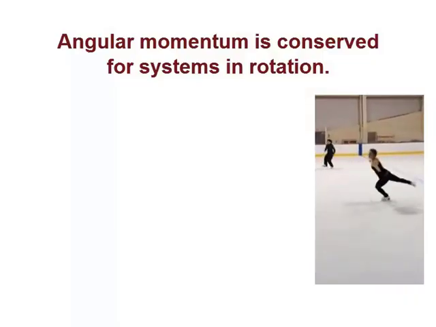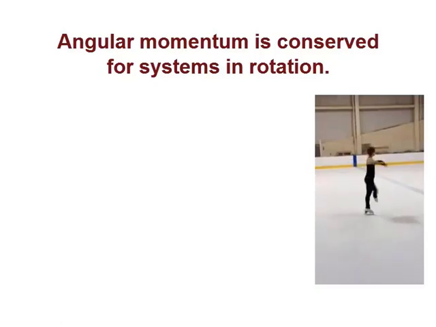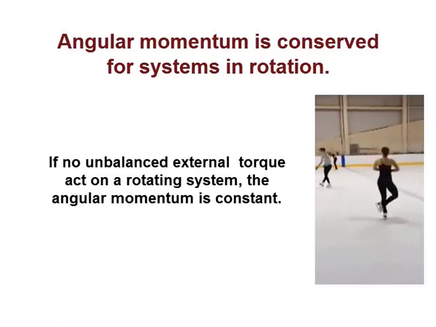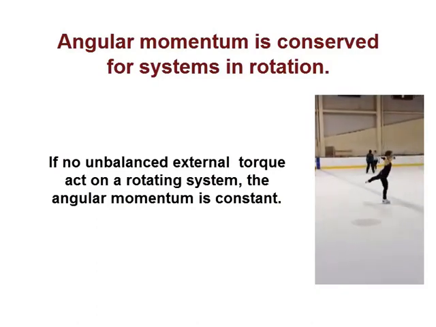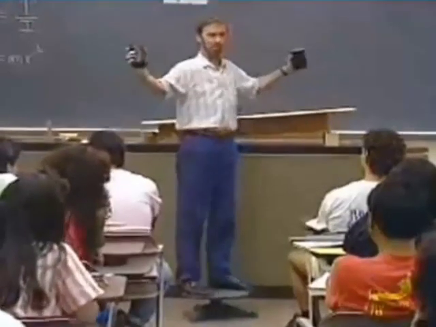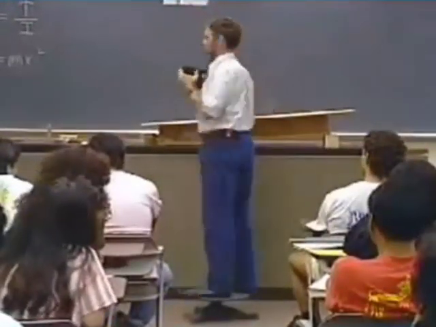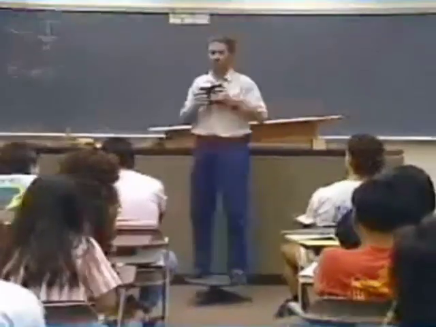Angular momentum is conserved for systems in rotation. The law of conservation of angular momentum states that if no unbalanced external torque acts on a rotating system, the angular momentum of that system is constant. With no external torque, the product of rotational inertia and rotational velocity at one time will be the same as at any other time. When the man pulls his arms and the whirling weights inward, he decreases his rotational inertia and his rotational speed increases.